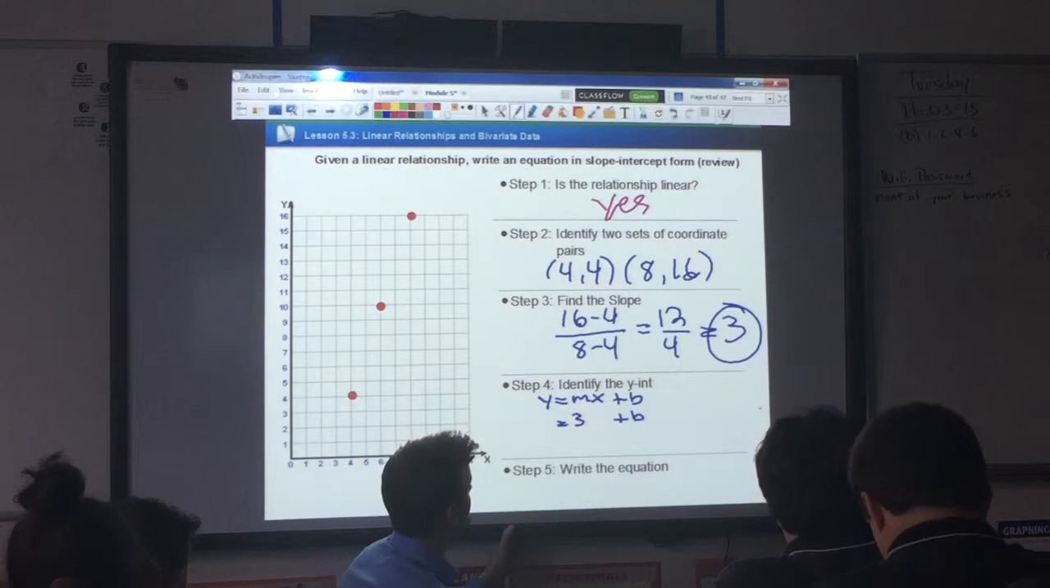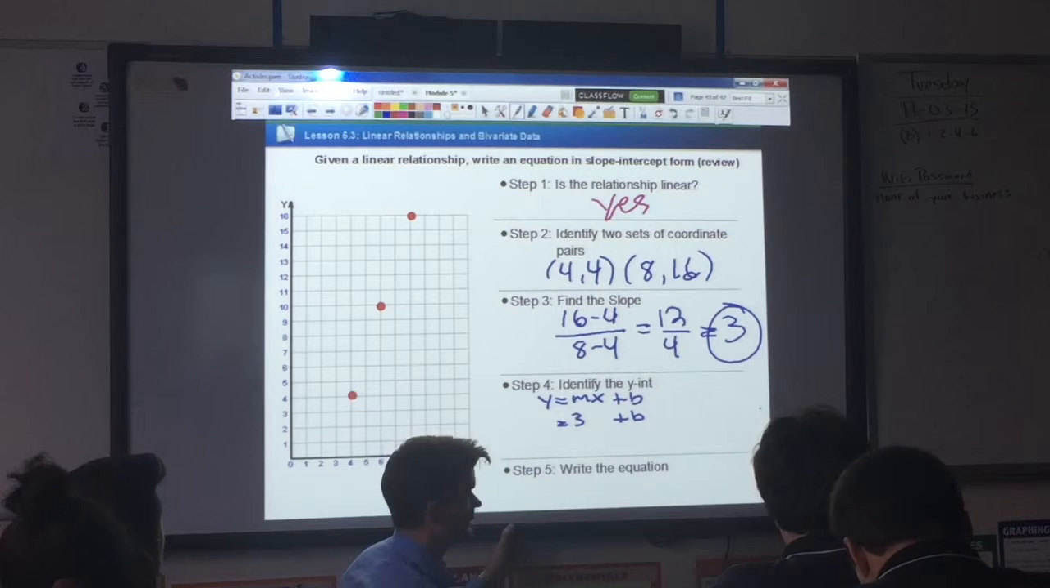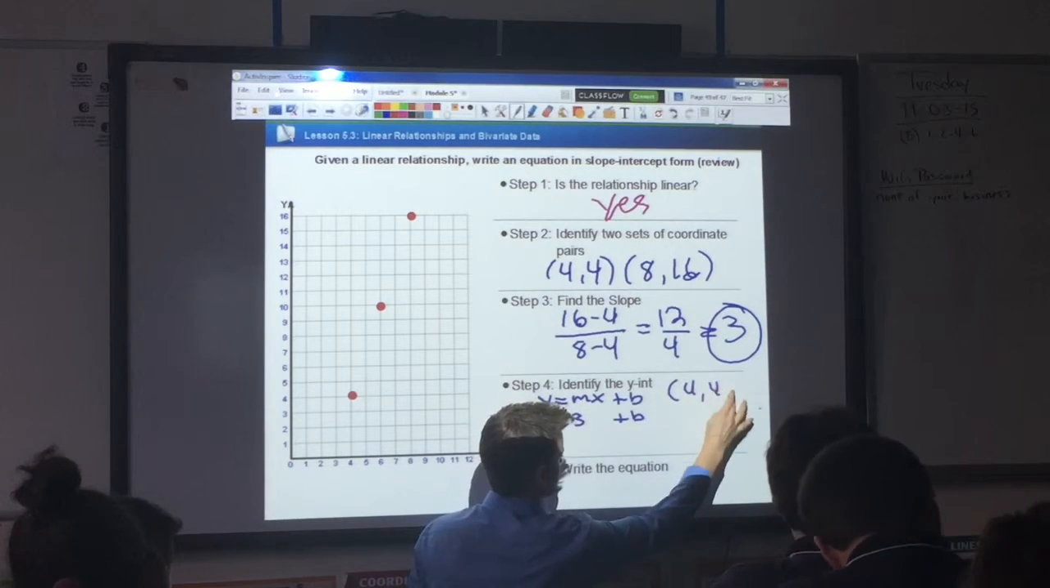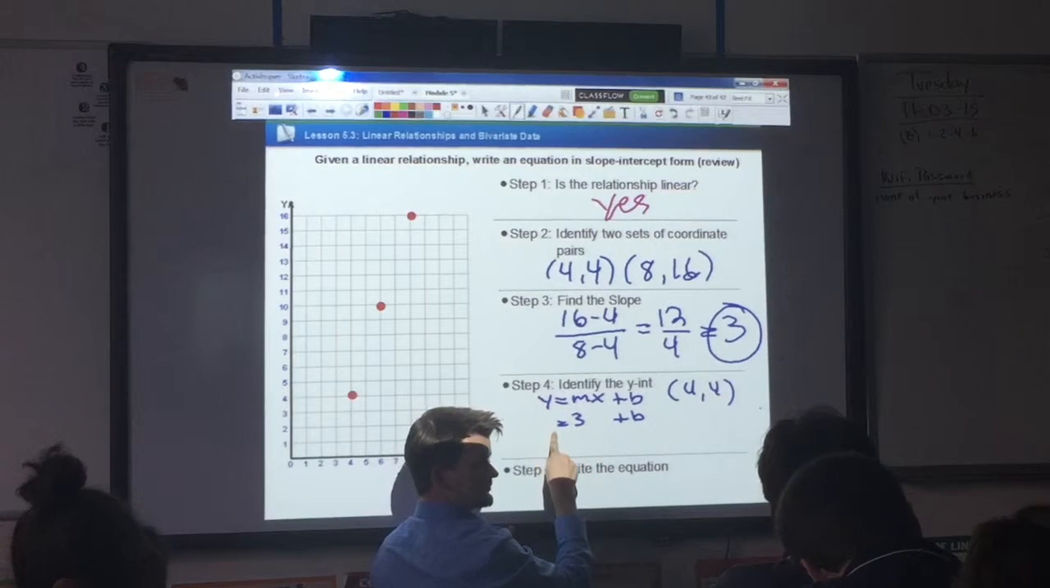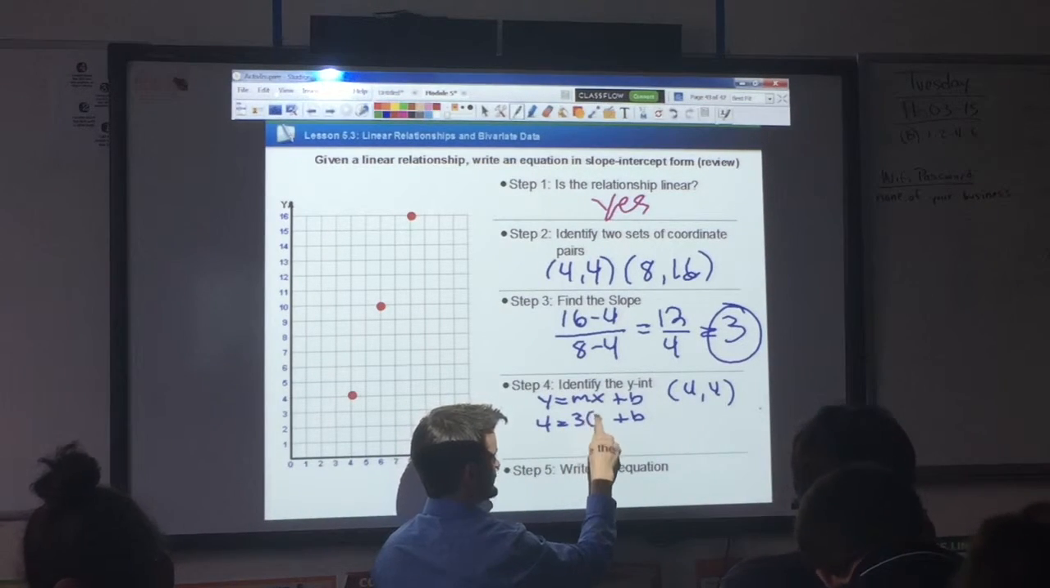5, 10, 8, 4, 4. We just need one coordinate pair. Which one? 4, 4? Okay, so he wants to use 4, 4. We just need one pair. 4, 4. So what's going to go here? Makes it simple. 4. What goes here? 4. And just don't forget this is multiplication, folks.